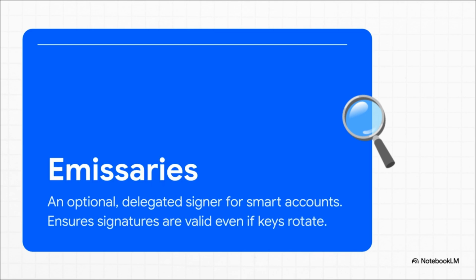Now this is a really clever, optional piece designed for smart accounts. You see, with smart accounts, you can rotate your keys, which is great for security. But it creates a problem. What if a signature becomes invalid before a relayer can claim their funds? The emissary solves this. It's a delegated signer that doesn't change when you rotate your main keys. It ensures that a relayer's claim is always valid, guaranteeing they get paid. It's a crucial little detail that makes the compact ready for the world of smart accounts and passkeys.